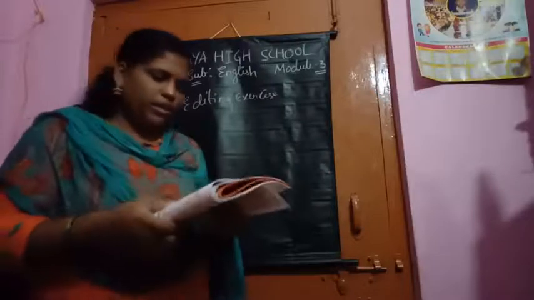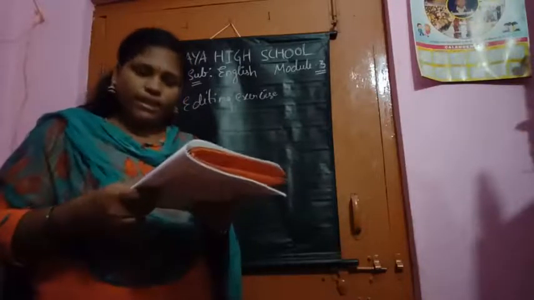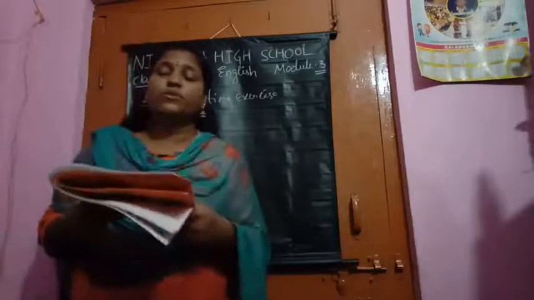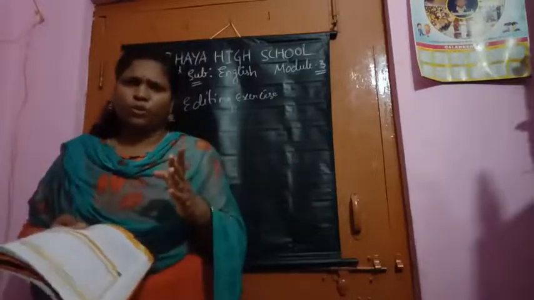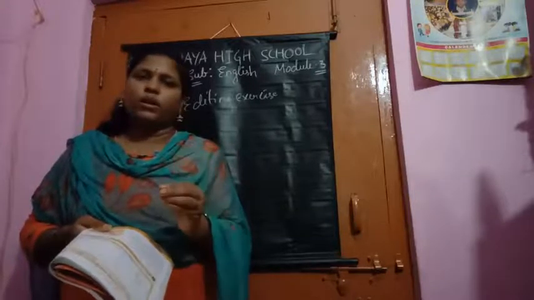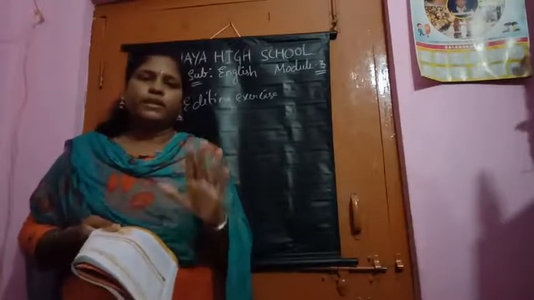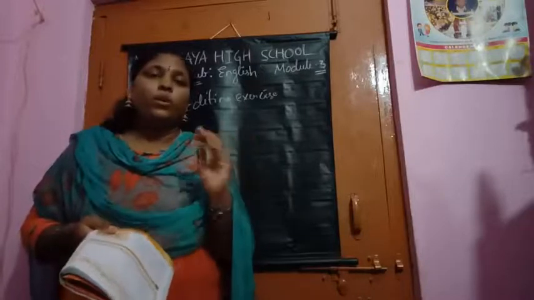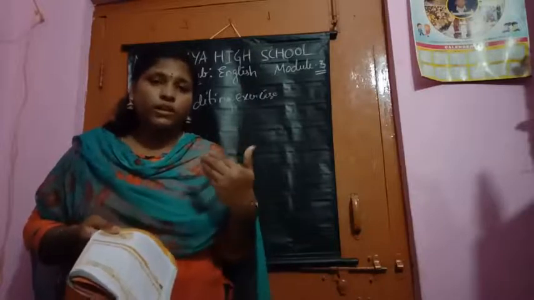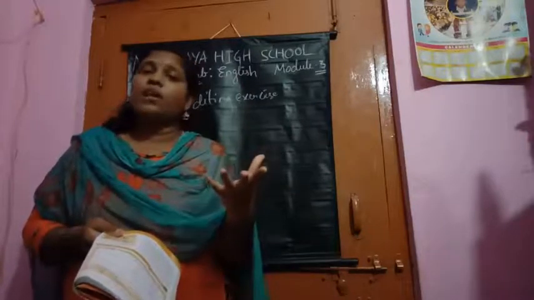Okay, children? See here. You are an error detective. Error detective means what? You are finding the mistakes. Detective, you know, no? Suppose you got a case, where one fellow has been murdered. Who has done that murder? Who will check it? Who will find it out with the clues? He is called a detective.